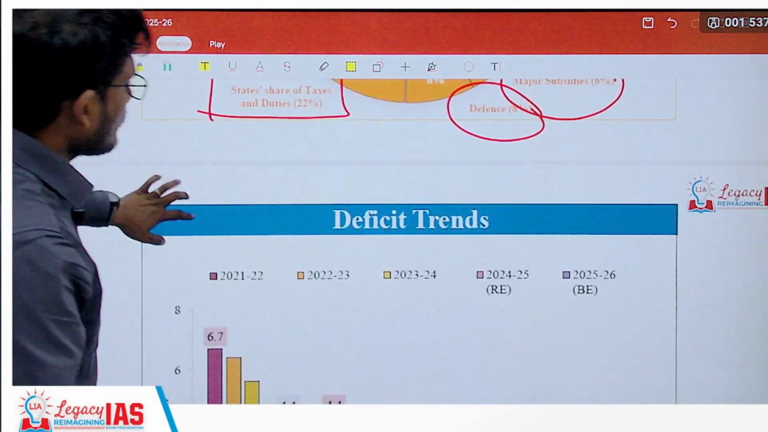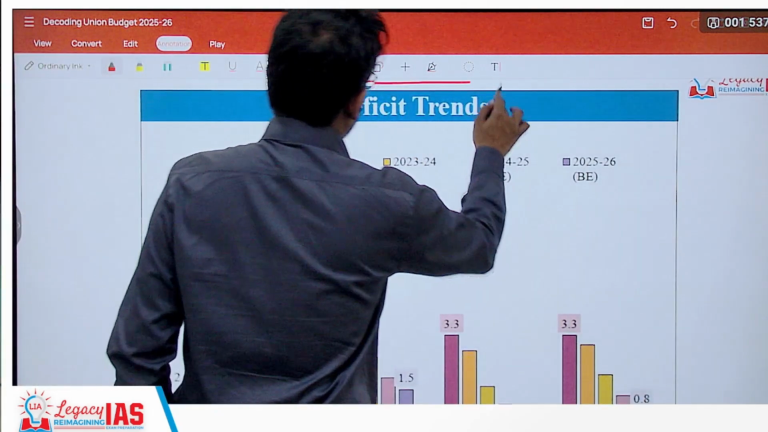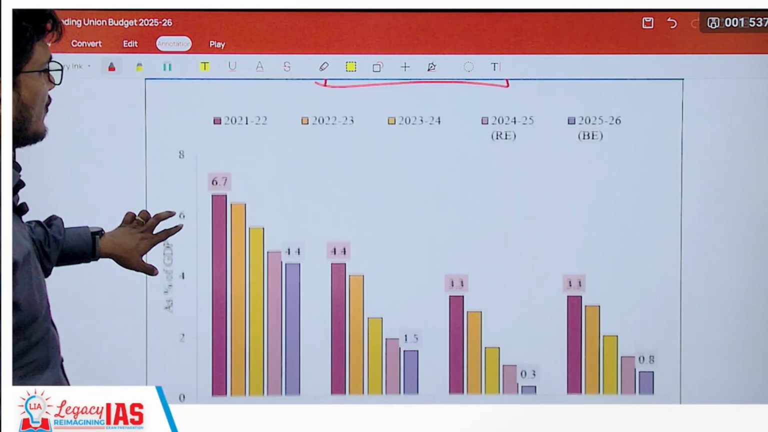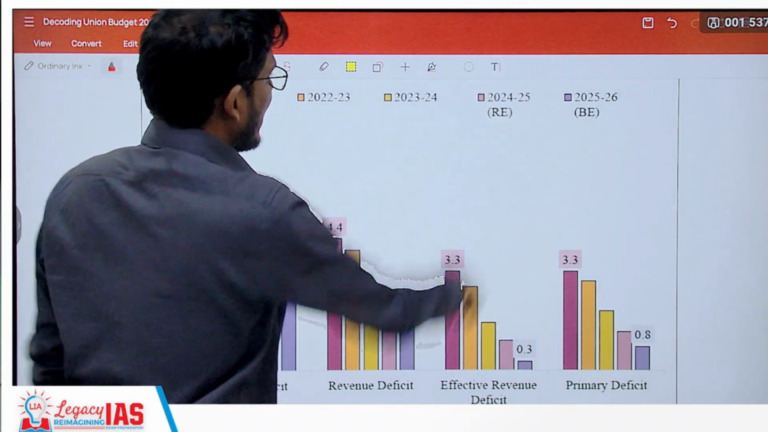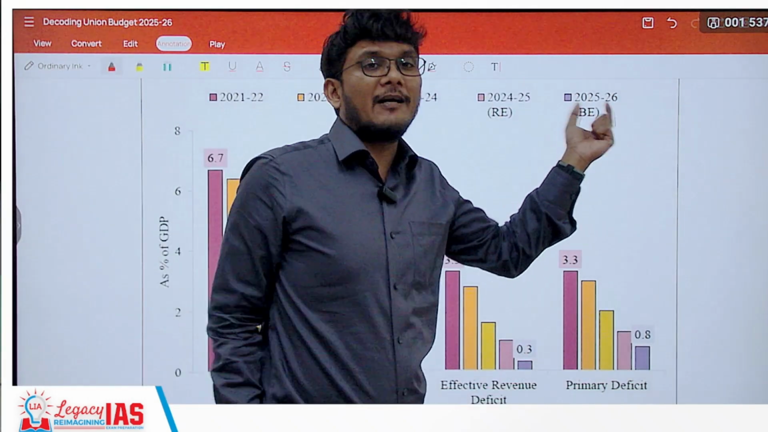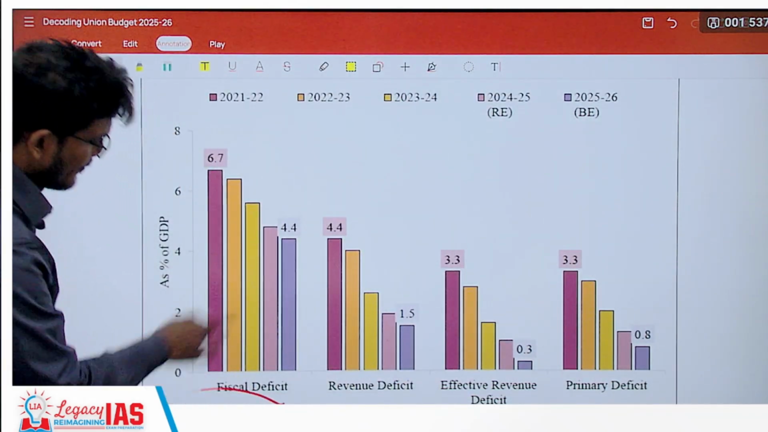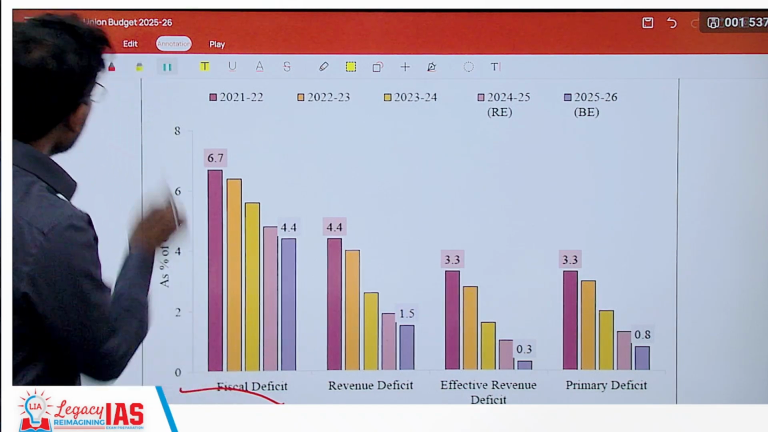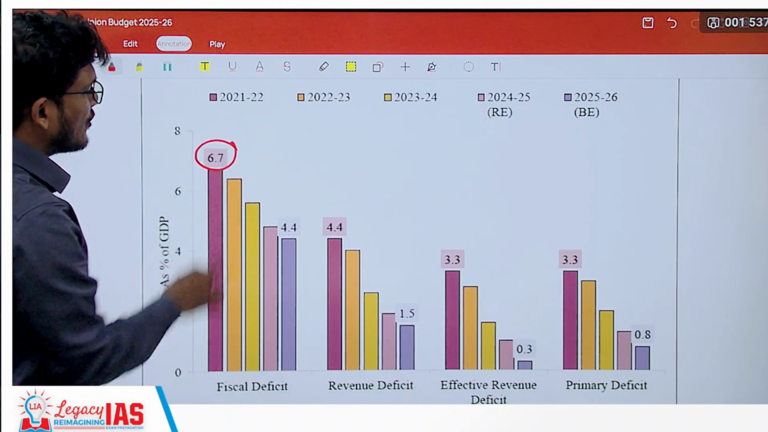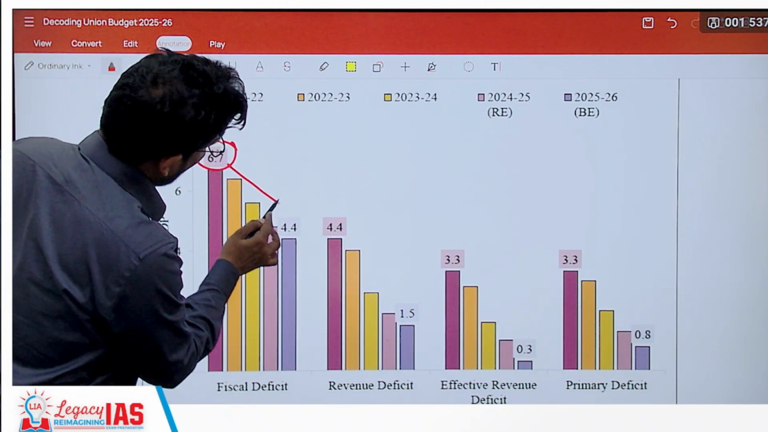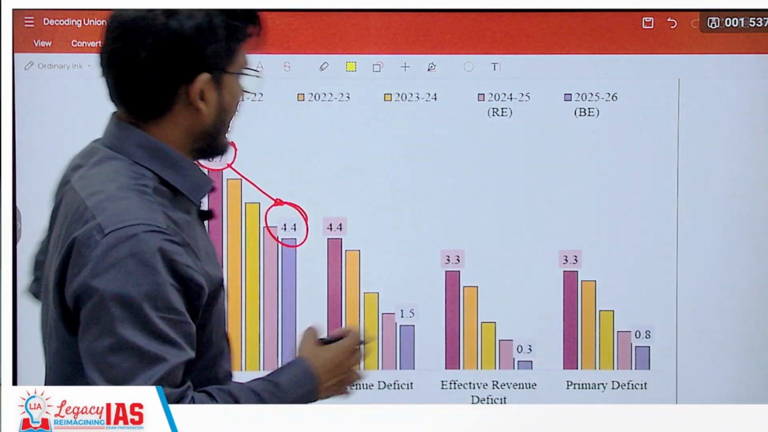Let's see. So now let's come on to the trends in the deficits. In this we'll also see different kinds of deficits. So 2021-22, 2022-23, 2023-24, 2024-25, and this is going to be the budgeted estimate for 2025-26. Okay. So fiscal deficit in the year 2021-22 was 6.9%. From there we have gone down to 4.4%. So we are doing good in that.